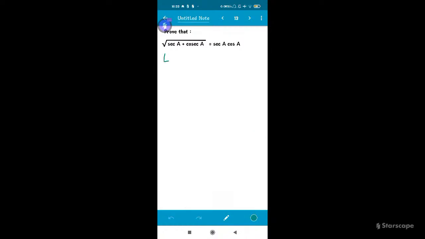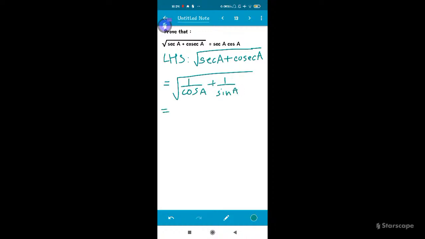Alright. Beginning with the LHS, we have sec A plus cosec A. Sec A can be written as 1 by cos A, and cosec A can be written as 1 by sin A. Let us make those changes. So 1 by cos A plus 1 by sin A. Now we have fractions, so we can find the LCM. The LCM is cos A sin A. And in the numerator, we have sin A plus cos A.